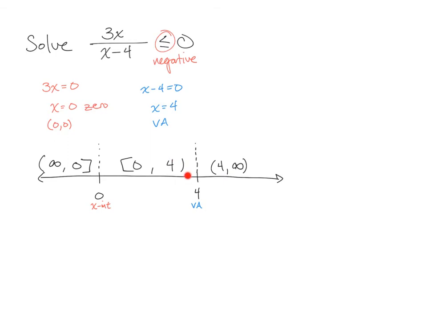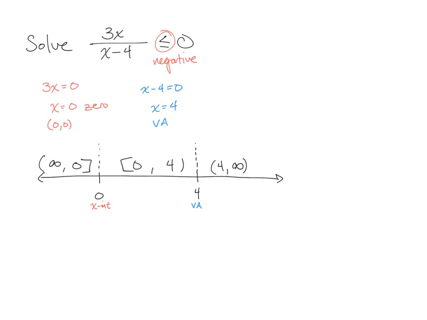Because if you put a square bracket around the 4 on either side, that means you're allowed to substitute 4 into the equation. And we can't. 4 minus 4 is 0 in the denominator. That cannot happen. So the vertical asymptote will always have parentheses around the numbers here. Whereas x-intercepts will have square brackets if there's an equal to.